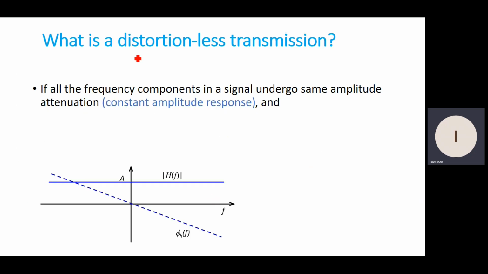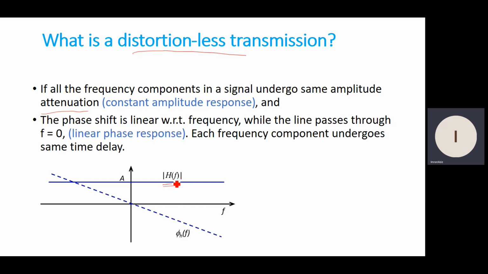Now, what is distortionless transmission? As we saw, the main reason for distortion is frequency selective attenuation and phase change. So if all the frequency components in a signal undergo the same amplitude distortion, then there will be no distortion. And you can see over here, this is the frequency and this is the amplitude response. If this is constant, which means each frequency component will have the same attenuation. So this is one of the conditions for distortionless transmission.